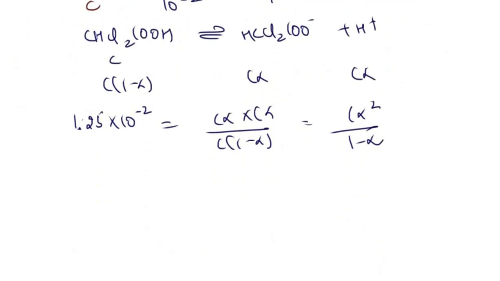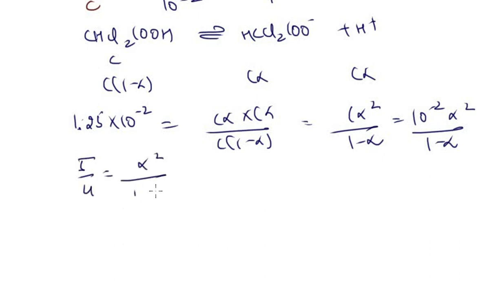Now Ka equals C alpha square divided by 1 minus alpha. We know C is 10 to the power minus 2, so the Ka upon this C gives 5 by 4, that is alpha squared upon 1 minus alpha. If we write the quadratic equation, it comes out to be 4 alpha squared plus 5 alpha minus 5 equals 0.